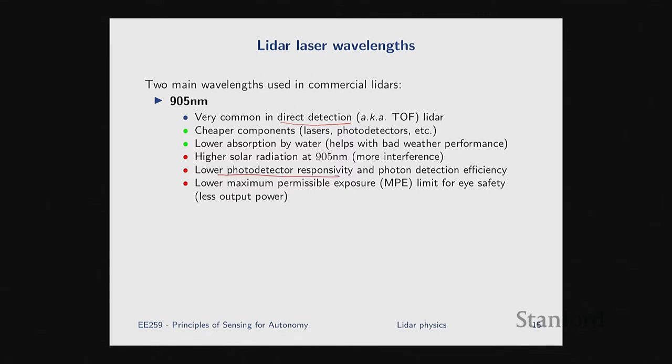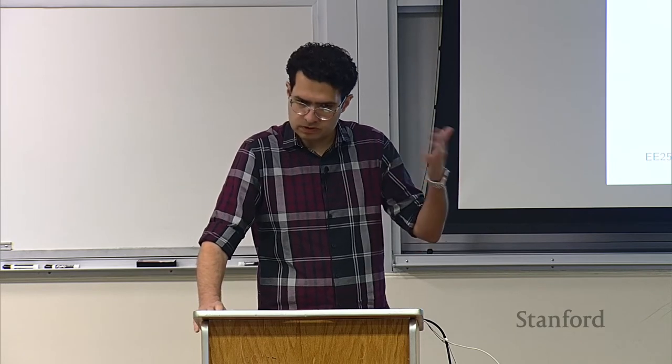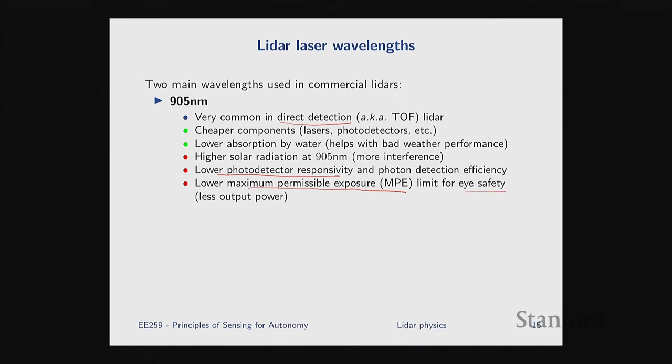The responsivity of your photo detectors are a little lower at 905 compared to 1550. And also, there's regulations on how much optical power you can safely transmit such that it's safe for the human eye. And that's called the maximum permissible exposure limit, or the MPE limit. And that limit depends on the wavelength or the frequency. We also have that for RF frequencies, by the way. So we talked about it briefly when we were discussing radar. At optical wavelengths, it turns out that the MPE level is lower at 905 compared to 1550, which means you can transmit less power, which is not desirable because that means lower SNR.